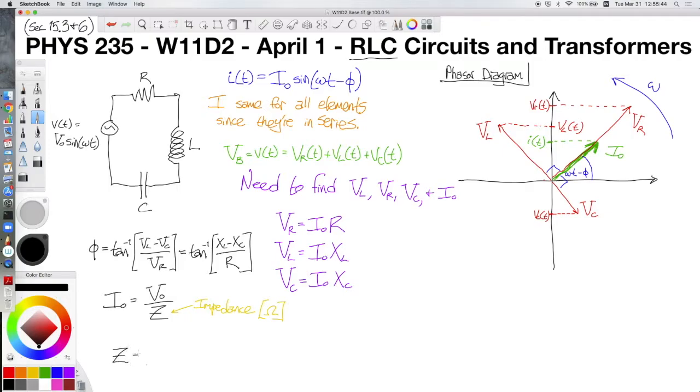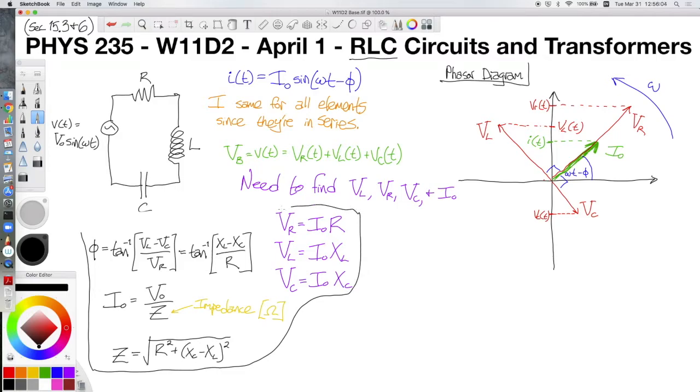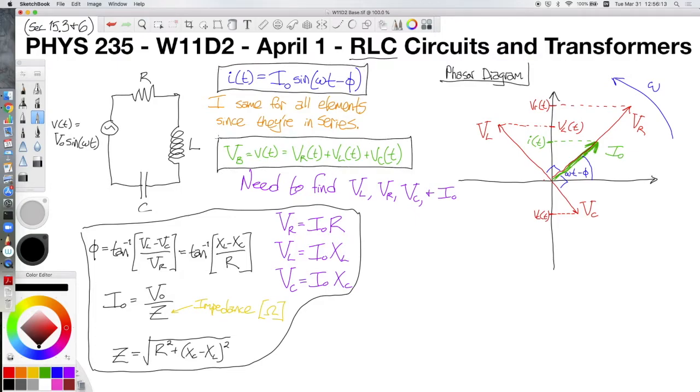And the formula for Z is as follows. The square root of R squared plus X sub C minus X sub L, quantity squared, all of that underneath the square root. So in terms of major formulas for an RLC circuit, you should focus on these, you should focus on the current in the circuit, and you should focus on the fact that we still have to respect the entire battery voltage.